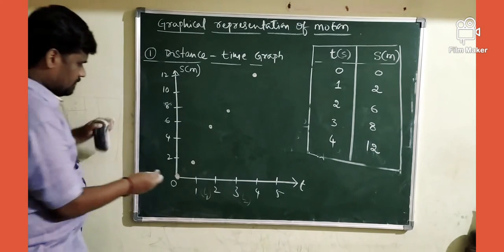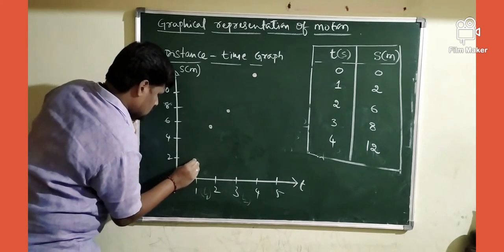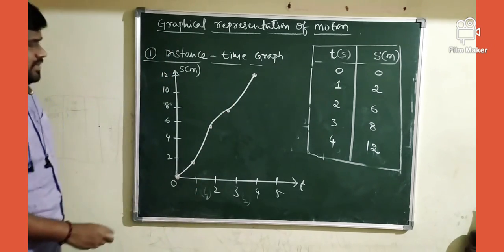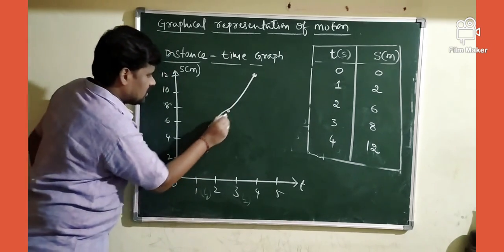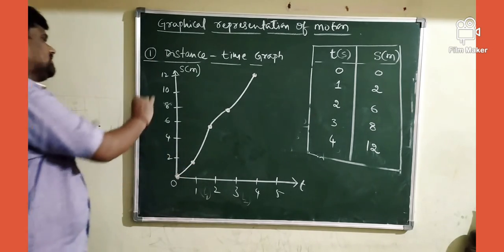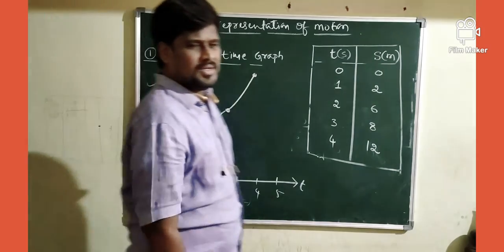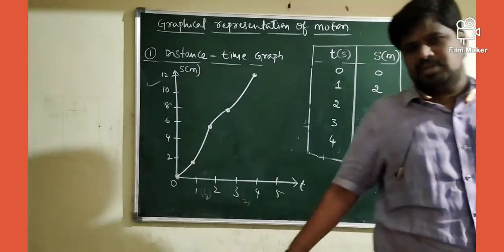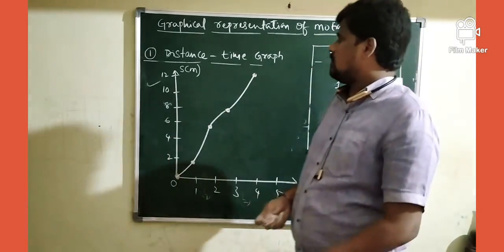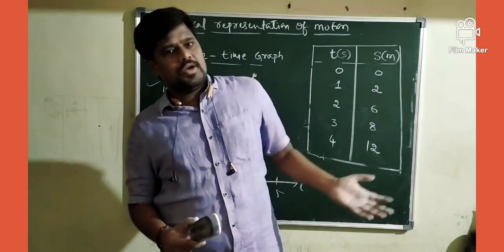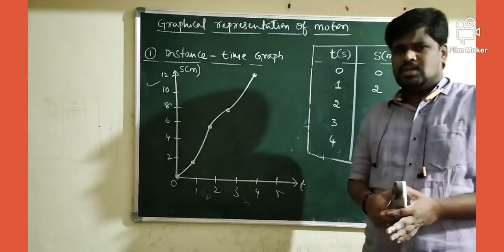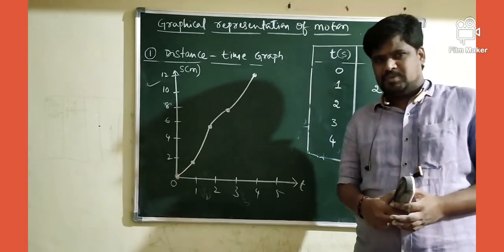Now join the points. Look at the graph. The graph is not a straight line. It is a curve, which indicates that the body has non-uniform speed. So this is how the distance time graph is drawn for a body which is moving with a uniform speed and for a body which is moving with a non-uniform speed.